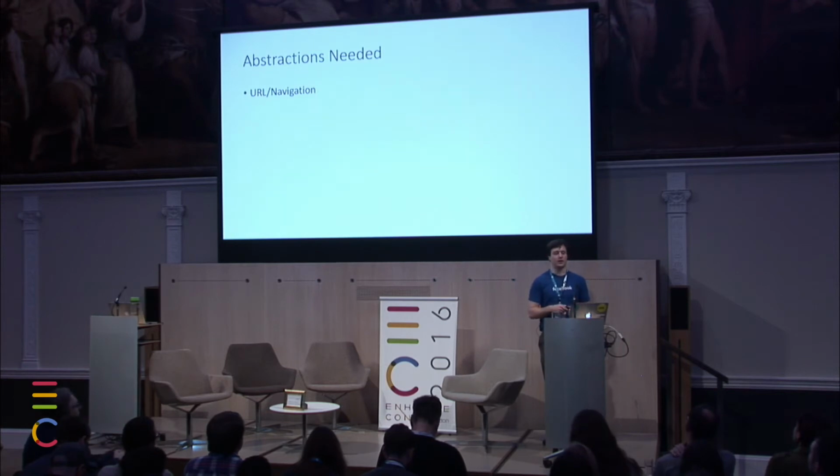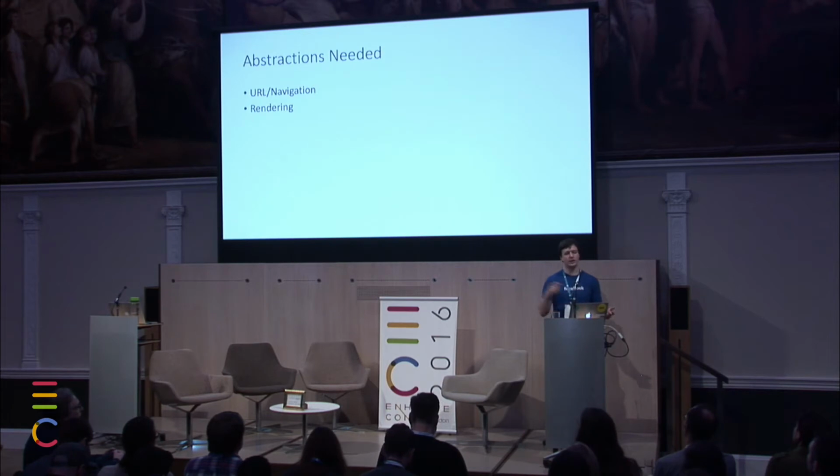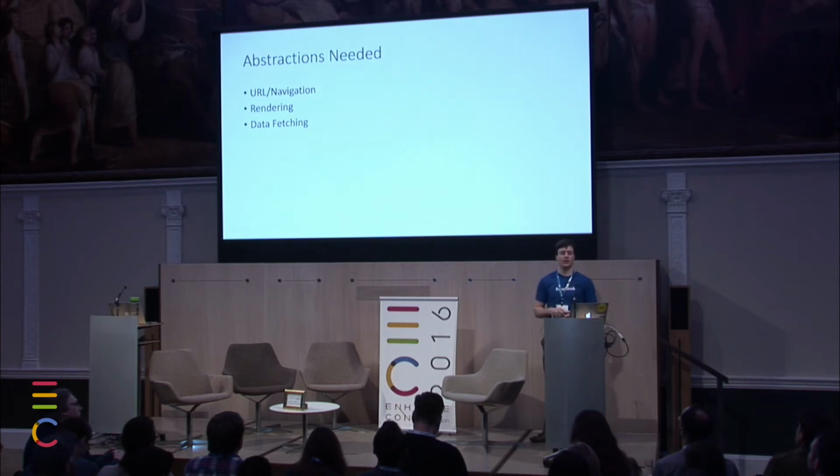Those are different on the client and the server. We need to abstract away rendering. One renders to a string, the other renders into the DOM. We need to abstract away how the data fetching happens, because that's different on the client and the server. And we need to abstract away how updates, interactions, form posts, that kind of thing happen.